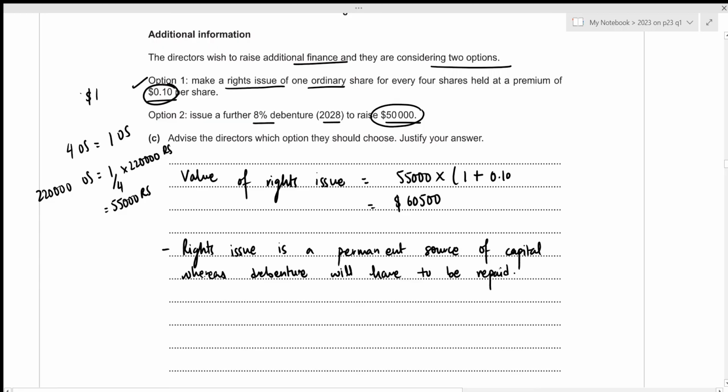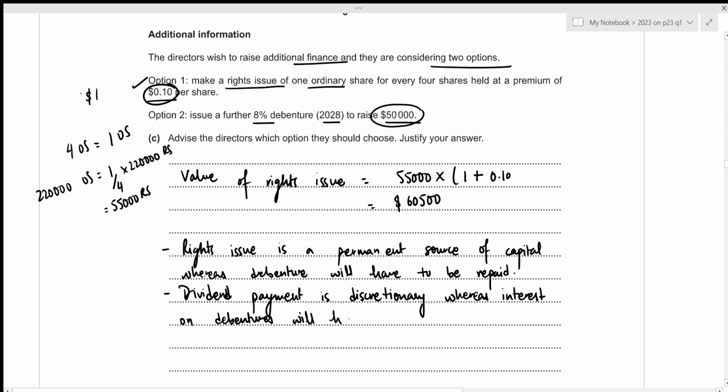Then the next thing that we can write down is for our rights shares, we need to provide dividend, but the dividend payment is discretionary, which means that in the year that the company might go through a loss, in such cases, the dividend payment is not required by law. But in case of debenture, interest must be paid whether profits or losses. Let's write it down. Dividend payment is discretionary, whereas interest on debentures will have to be paid regardless of profit or loss.